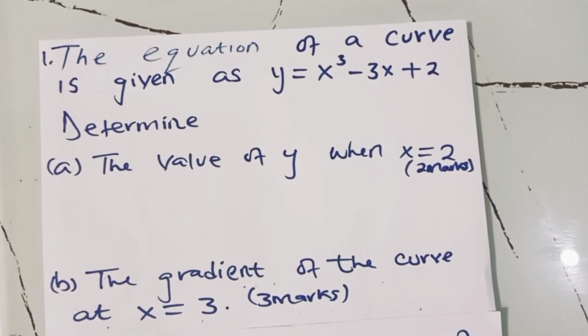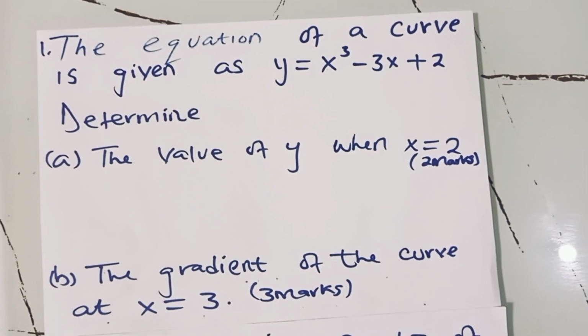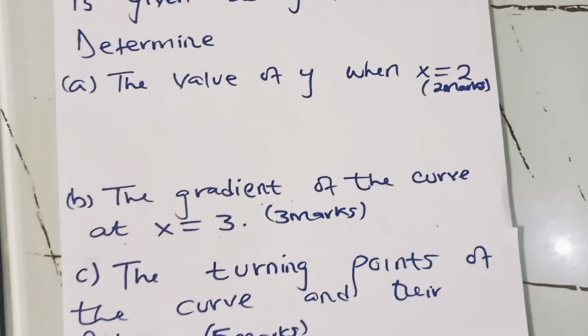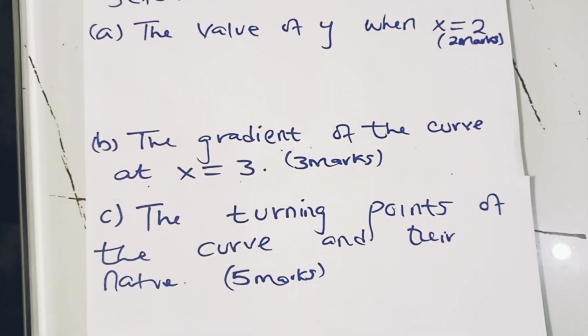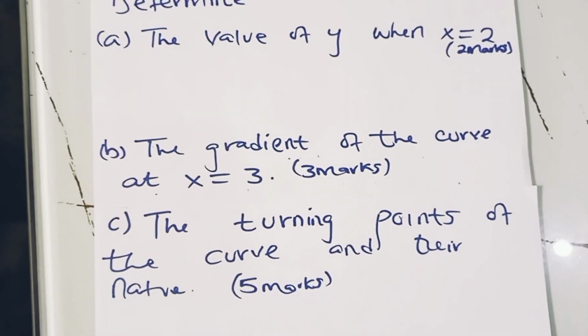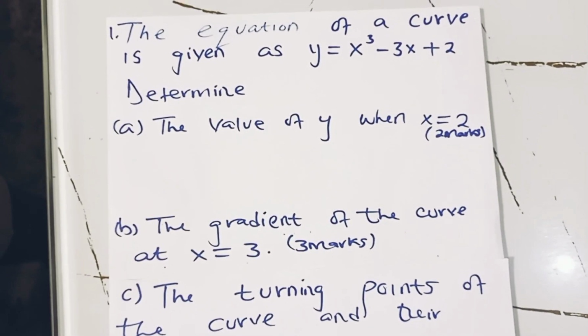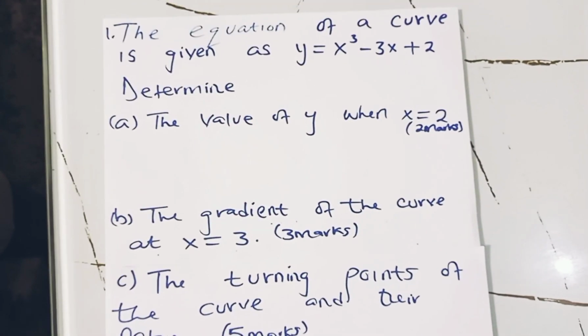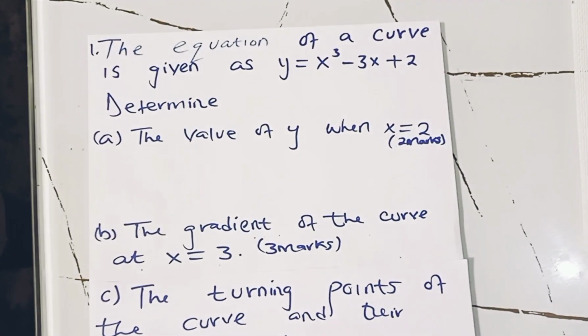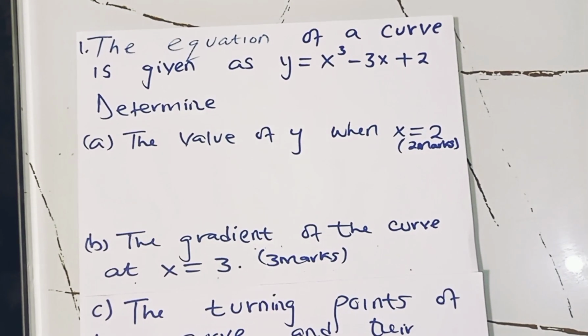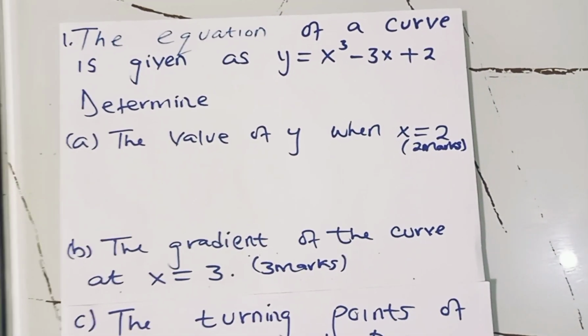So the equation of a curve is given by y equals x cubed minus 3x plus 2. Determine the value of y when x is 2. The gradient of the curve at x is 3. The turning point of the curve and their nature. So we start with the first part, to determine the value of y when x is 2.